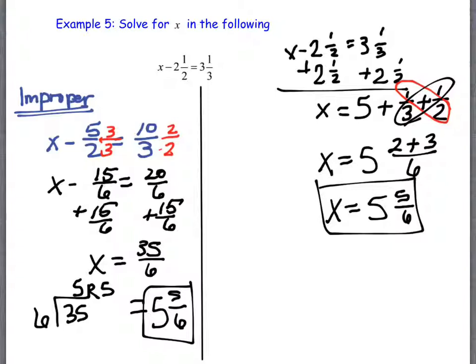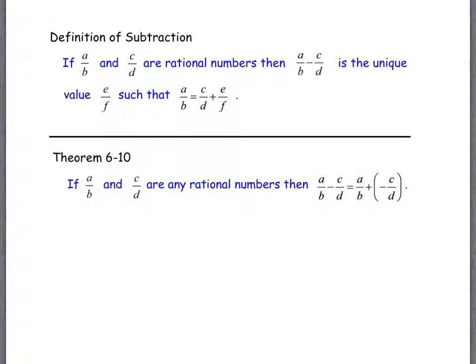We're going to do the same thing now on a subtraction as we did on the addition. So the definition of subtraction to start with: if a over b and c over d are rational numbers, then a over b minus c over d is the unique value e over f, such that if you were to add the e over f to the c over d, you'd get back to a over b.